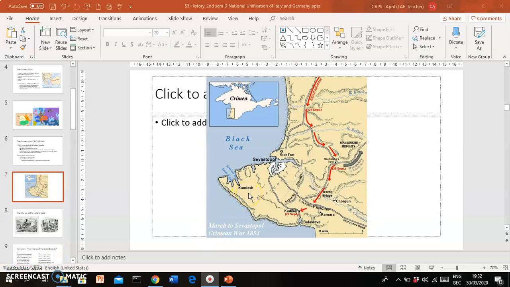Just to give you an idea of where Sevastopol is, you can see here. Okay, that's Crimea, and Sevastopol is here, and the British and the French would prove successful in this conflict.